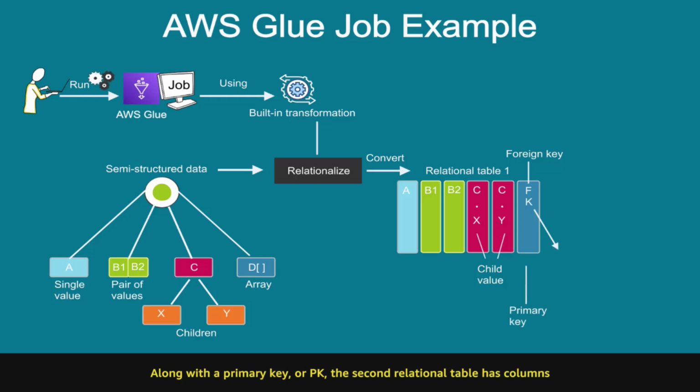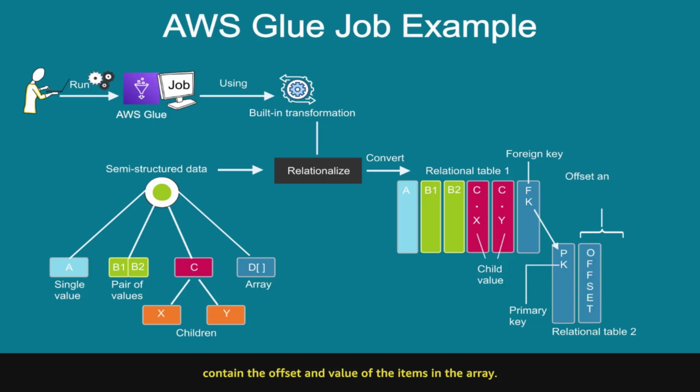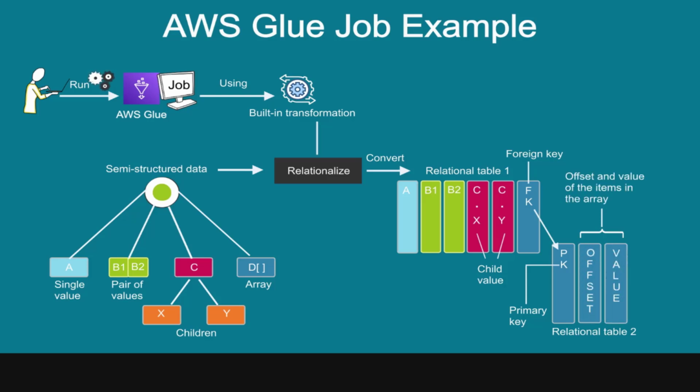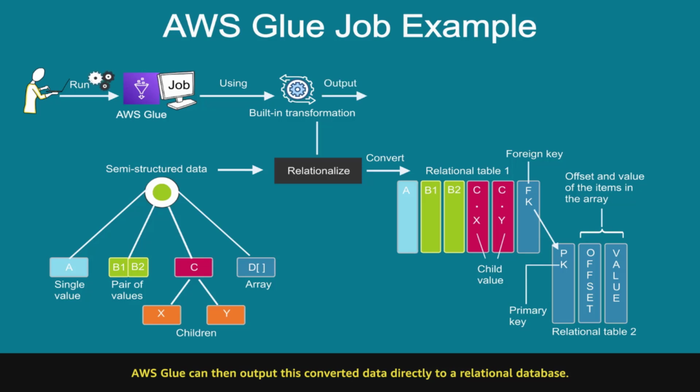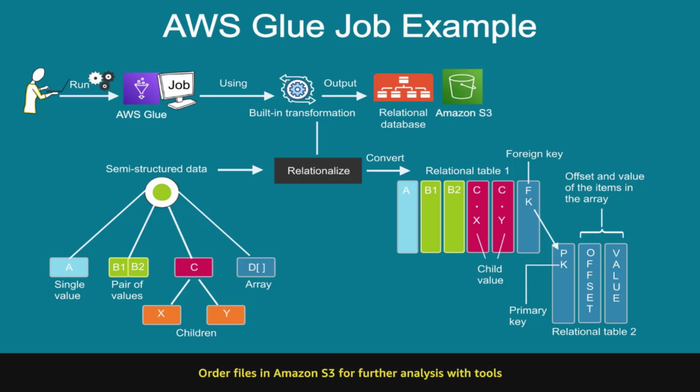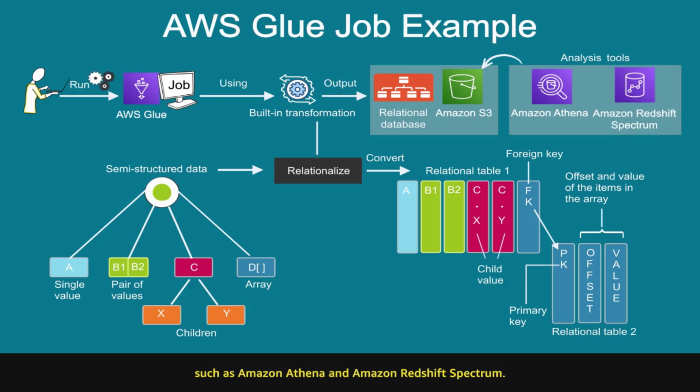Along with a primary key, or PK, the second relational table has columns that contain the offset and value of the items in the array. AWS Glue can then output this converted data directly to a relational database, or to files in Amazon S3 for further analysis, with tools such as Amazon Athena and Amazon Redshift Spectrum.